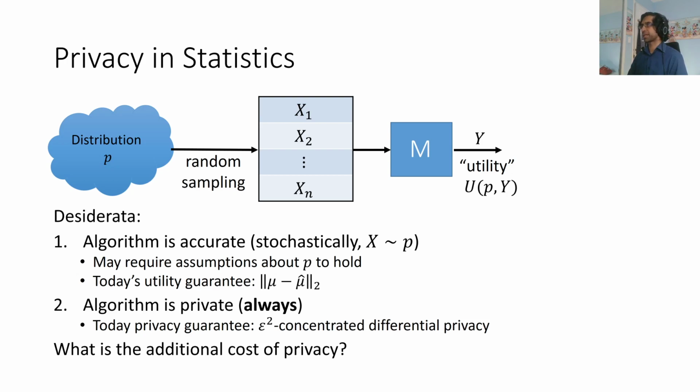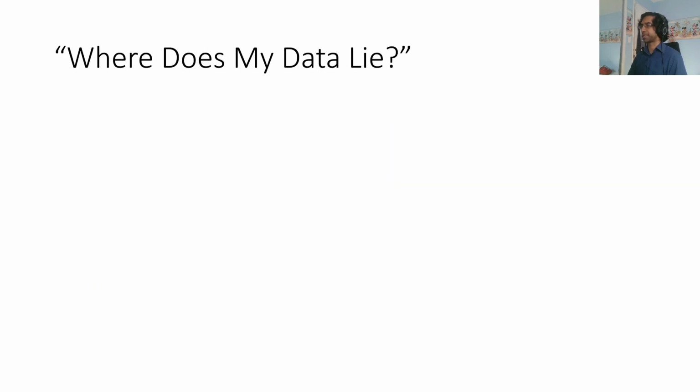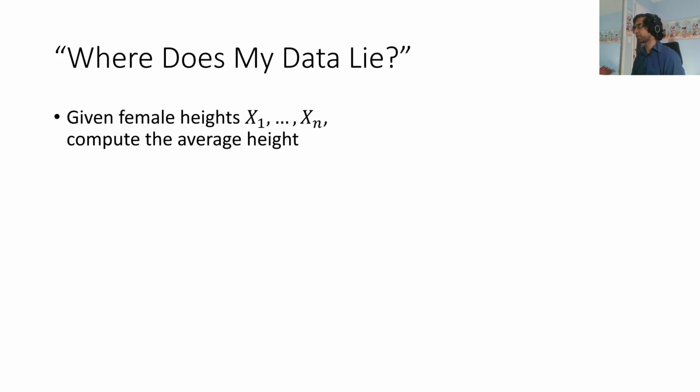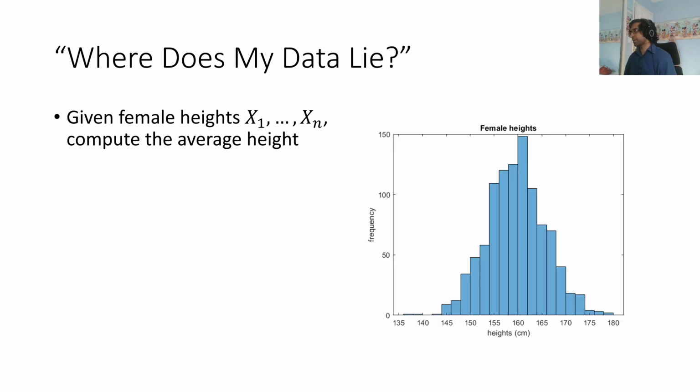All right, so that's the setting out of the way. Let's talk about the main challenge we're going to face today. Like I said, it's: where does my data lie? Let me give you an example to show where this comes up in private data analysis. Suppose we're given a set of female heights, x1 through xn. We want to compute the average height of the distribution which generated these heights, so the population average. Here's what a dataset might look like: a set of heights, all listed in centimeters, and we want to compute the mean of the underlying distribution.